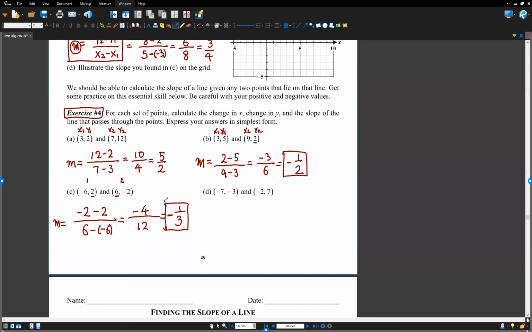Okay, the last one we're gonna break down. 7 minus minus 3. Okay, 7. This is slope. 7 minus minus 3 over, this is first, negative 2 minus minus 7. Are you guys with me? Yes. All right. 7 minus minus 3 is what? 10 over negative 2 minus minus, which means negative 2 plus 7, right? So negative 2 plus 7 is a positive 5. 10 over 5 is 2. That is the slope.